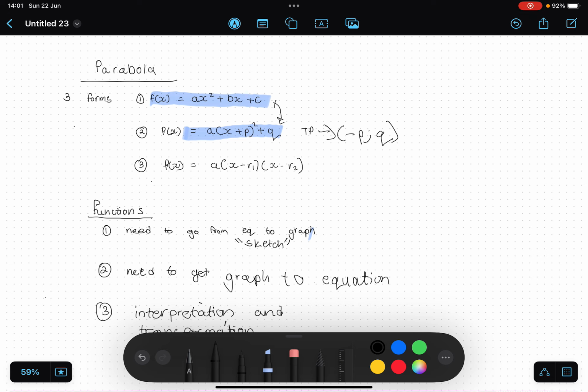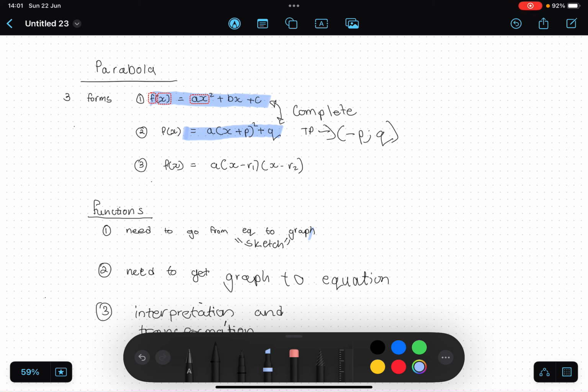Okay, so the one above it is that trinomial form or quadratic. How do you get to the turning point form? You just complete the square, and we'll go through that again eventually in this series of videos. But there'll probably be about 3 or 4 parts to this video.